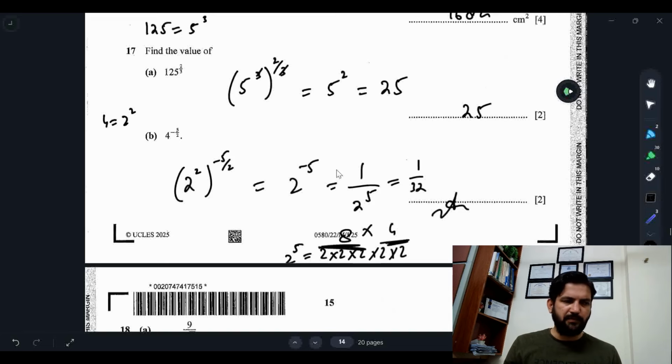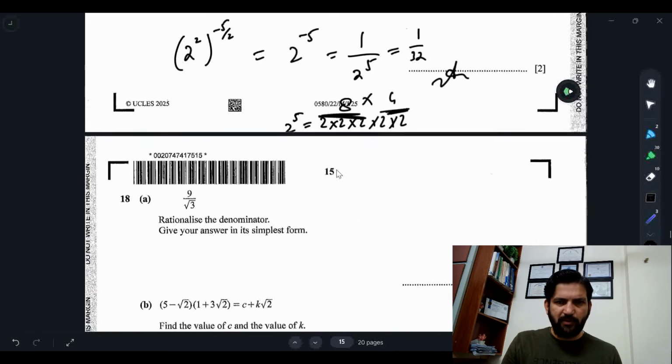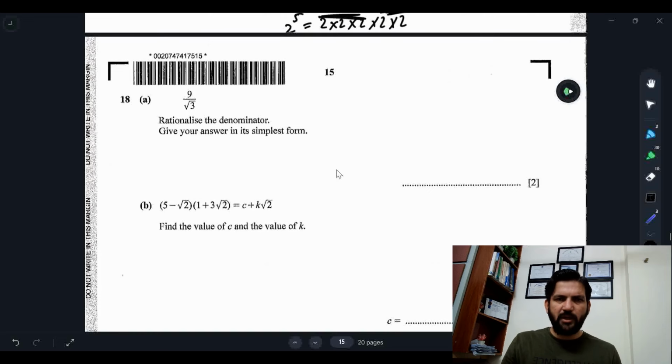Rationalize the denominator. Now we know that for the denominator, we have to simply multiply by square root of 3. The answer for the denominator will be 9 square root of 3 in the denominator, with 3 in the numerator. Now we can cancel out 3 ones are 3, 3 threes are 9. So the final answer will be 3 square root of 3. Let's move to part B.